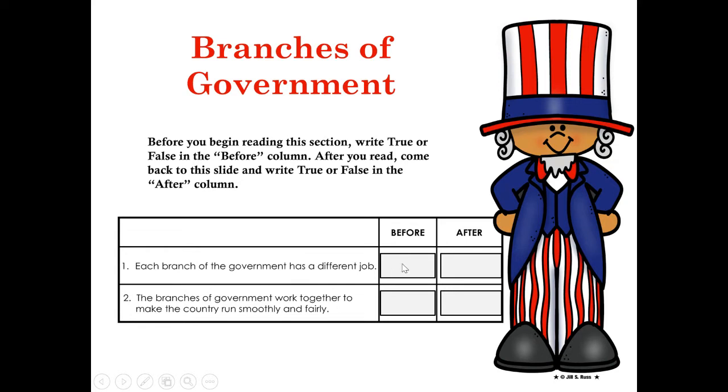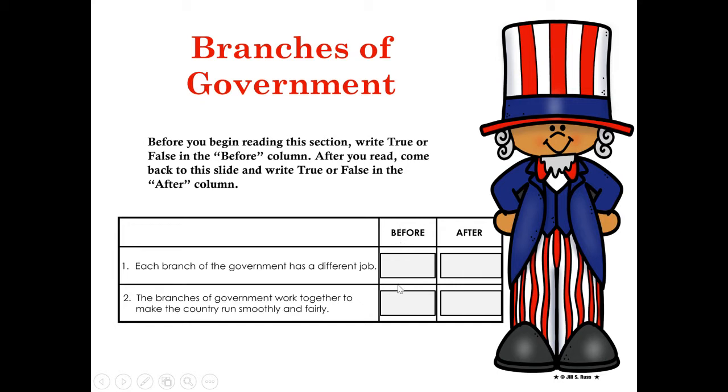Put that right here. And then the second statement says the branches of government work together to make the country run smoothly and fairly. If you think that the branches work together to run smoothly and fairly, you're going to put true. If you don't think they work together, you're going to put false. So again, the branches of government work together to make the country run smoothly and fairly. All right, you should now have a true or false in these two boxes.